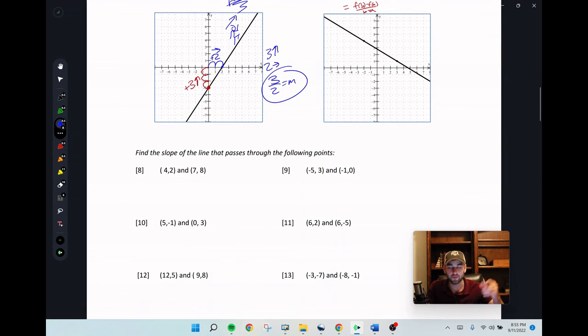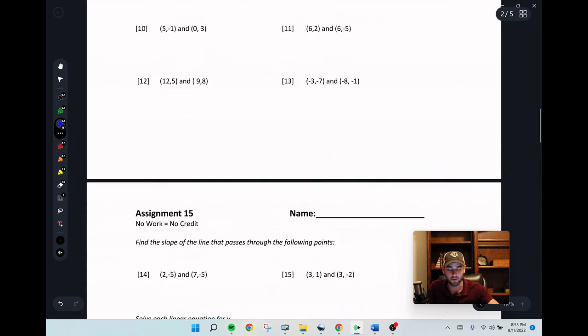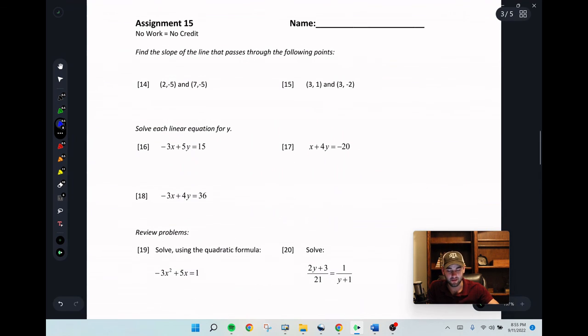Oh, and here we go. We get to use the formula. I was going to say let's do the formula, but here's a chance to get to use it. And that's pretty much it. And we're going to call it a day.